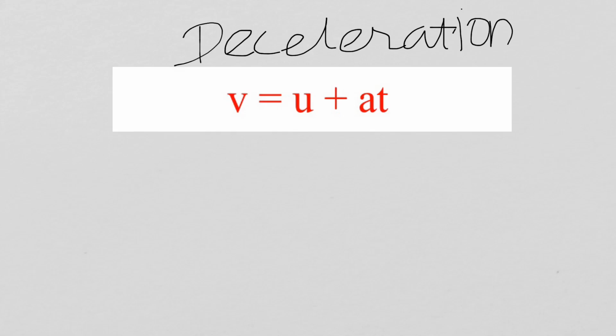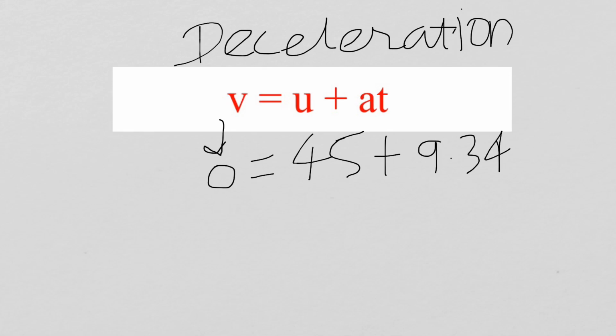Now we have to find the deceleration of the bike. For finding the deceleration, we will use this formula, v equals u plus at. We will substitute the values we know. Here we know that final velocity was 0, so we will write 0, and the bike was running at a speed of 45 meters per second. The time value we got as 9.34, and the acceleration value we want to find out. So acceleration we will find using this. That will be the deceleration.